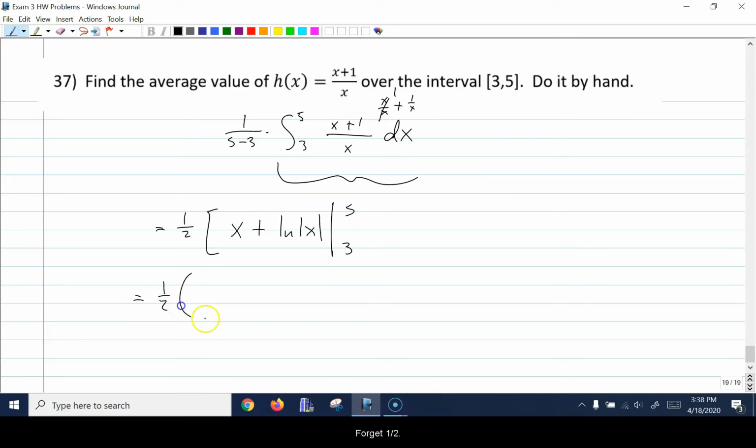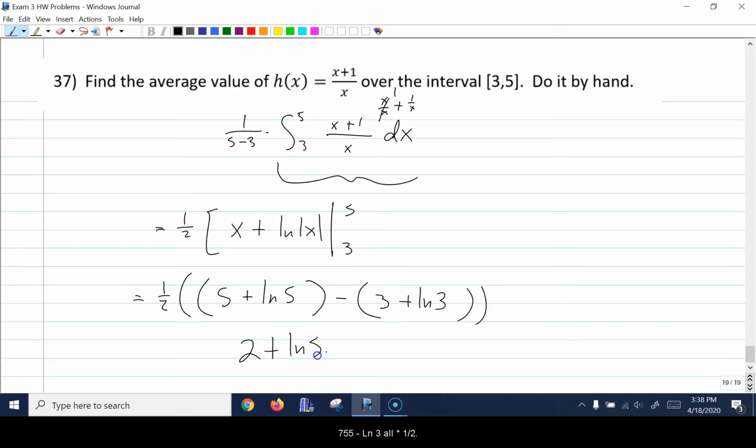So I get 1 half, plug in 5 minus plug in 3. Plug in 5, you get 5 plus ln 5. Plug in 3, you get 3 plus ln 3. 5 minus 3 is 2, plus ln 5 minus ln 3, all times a half. I get 1 plus half ln 5 minus half ln 3.